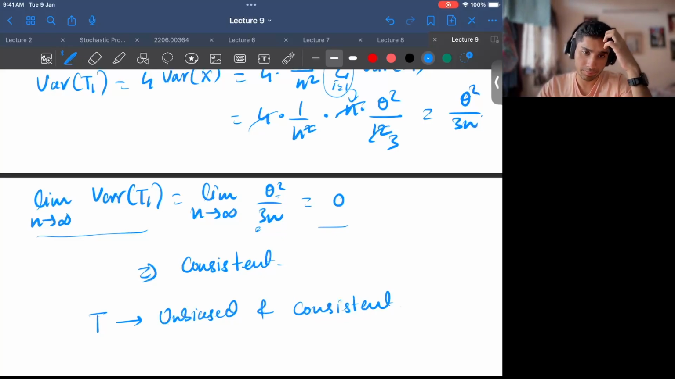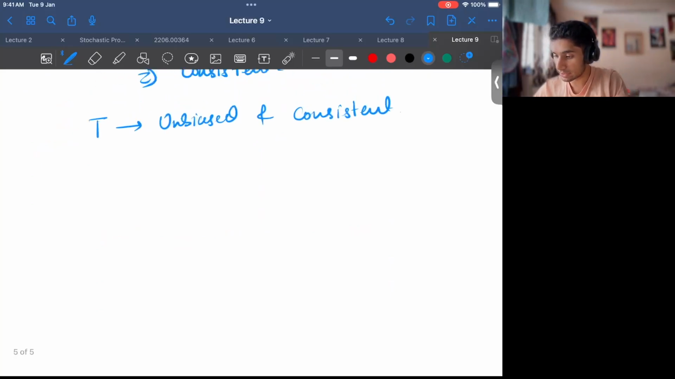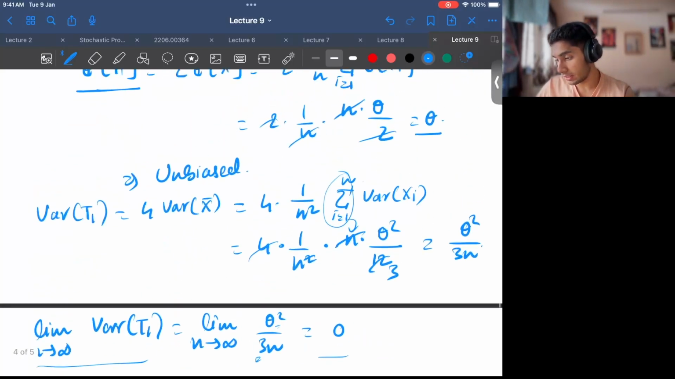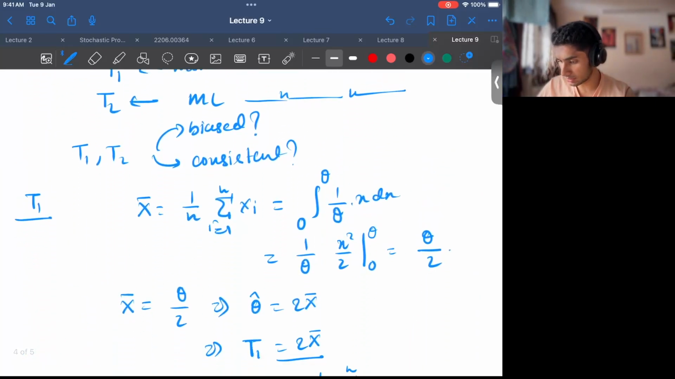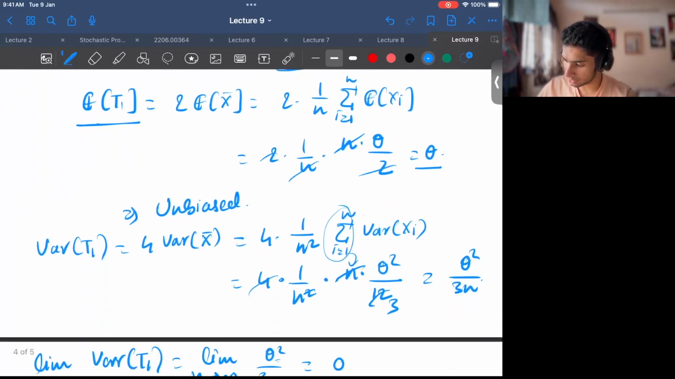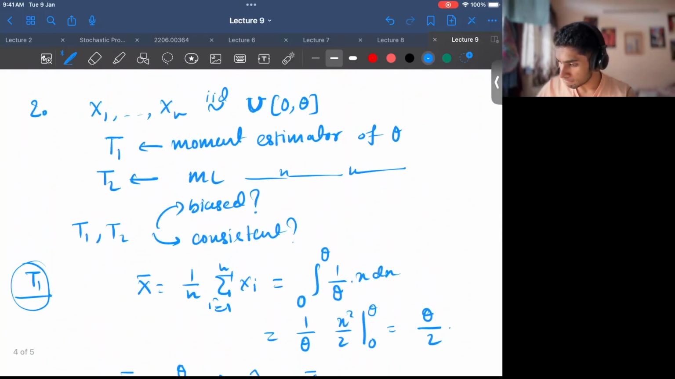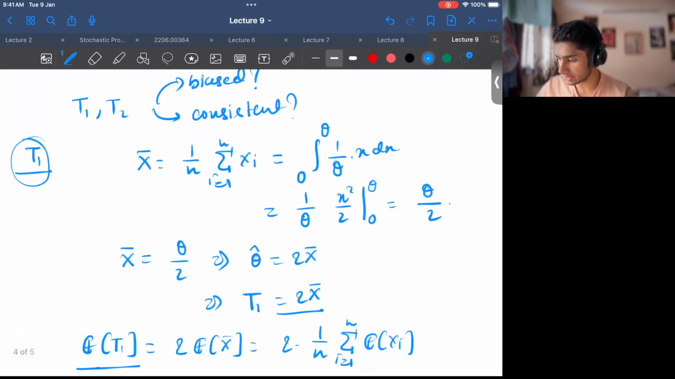Okay, so this was just T1, right? So this was T1. What about T2? How do you find it? Let me just circle it so that it's clear what we are talking about. For T2, let us see.